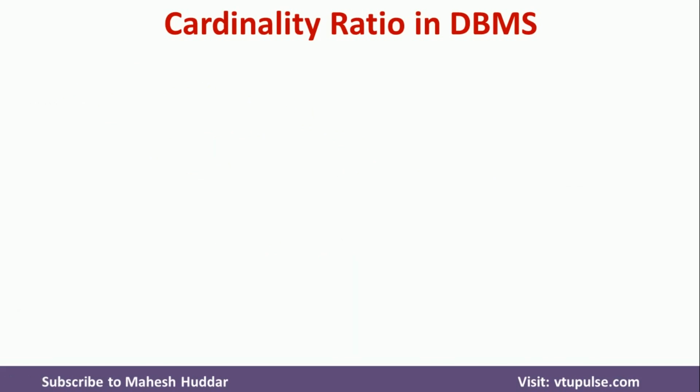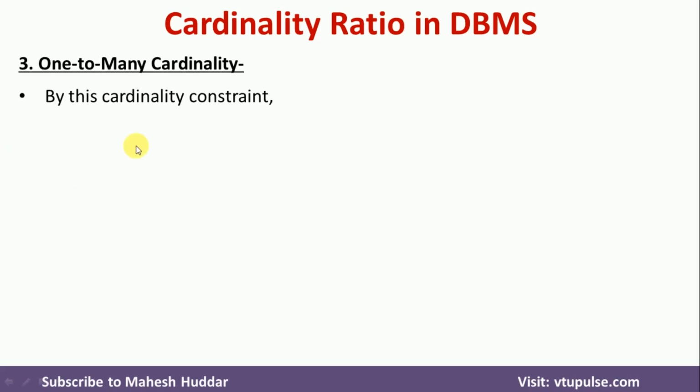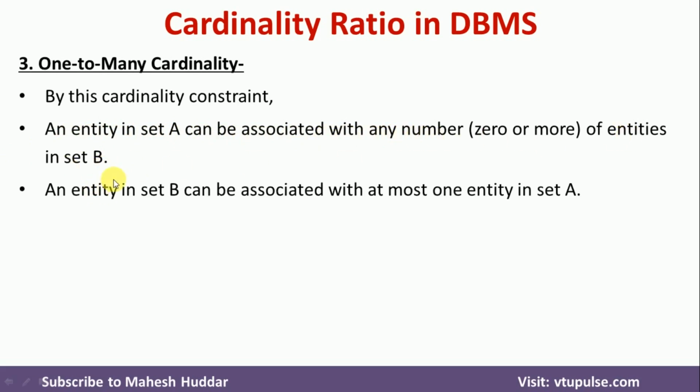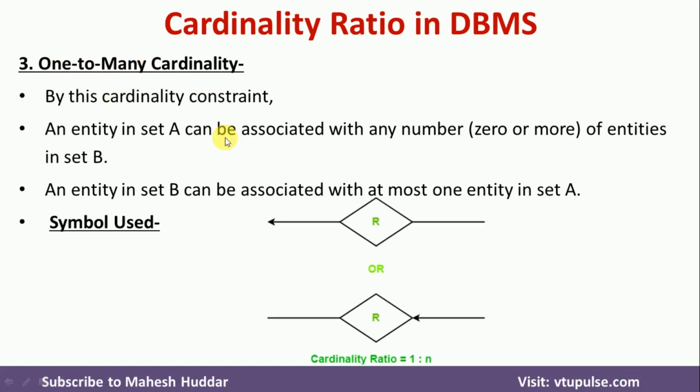Coming to the third cardinality ratio, that is one-to-many cardinality. By this cardinality constraint, an entity in set A can be associated with any number of entities in set B, but an entity in set B can be associated with at most one entity in set A. So that is the meaning of one-to-many cardinality. The symbol used is like this, and the arrow is towards set A here.